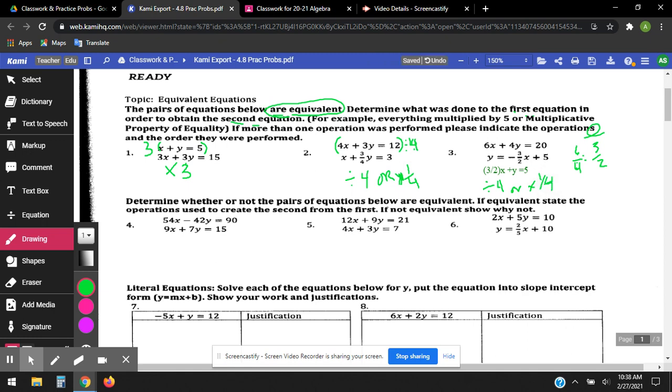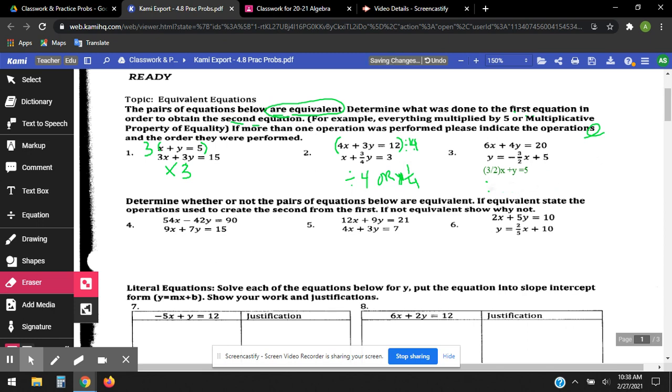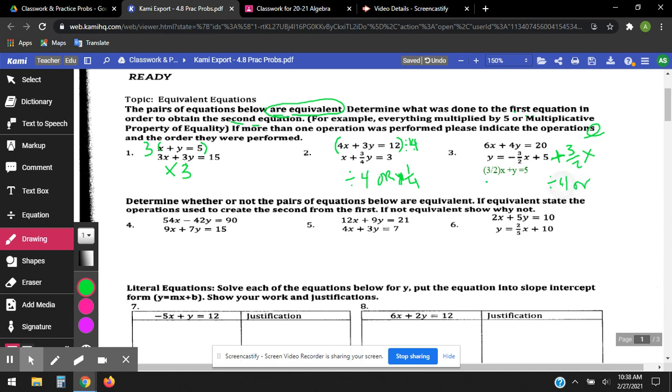And so first, what we did was technically, go ahead and erase this on the side. We didn't divide first. First, we added 3/2 x to both sides. Then we divided by 4 or times 1/4. So this one was a two-stepper.